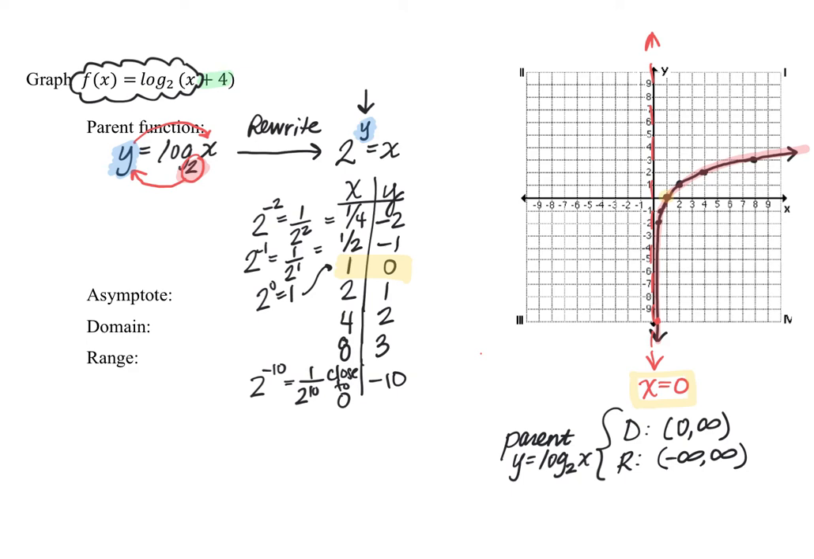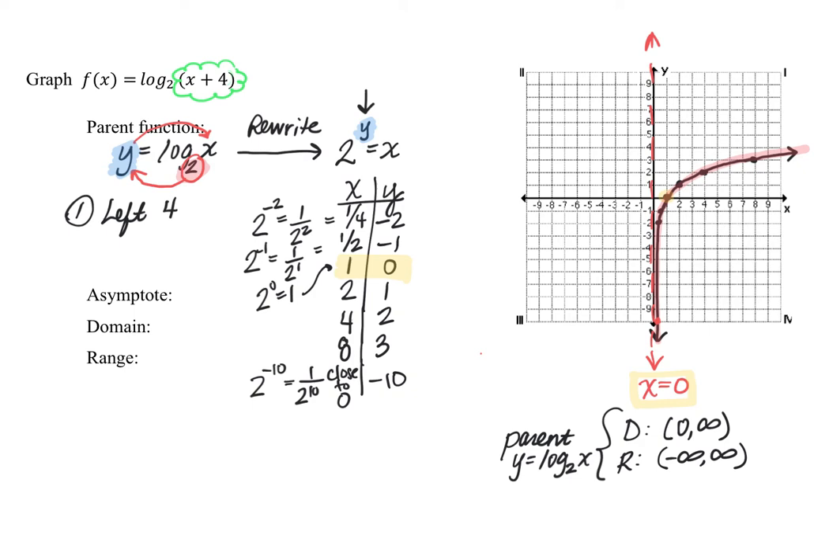So now let's work on our transformation. Looking back at our original function, f of x is equal to log base 2 of x plus 4, we see we have this plus 4 in the parentheses with the x, so it's impacting the x values. And so this is going to be a shift to the left 4. So we're basically going to take our entire graph and shift left 4.